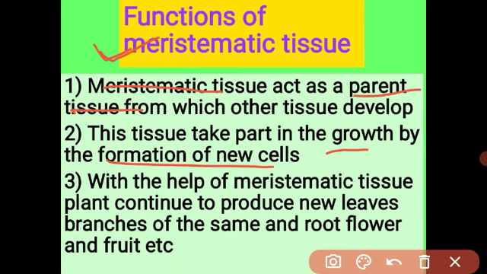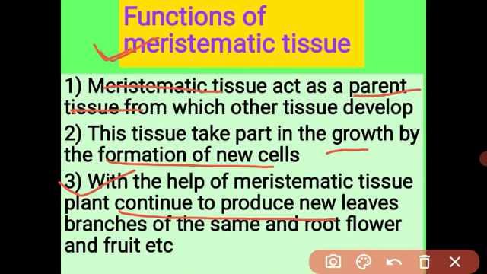Got it? And with the help of meristematic tissue, the plant continuously produces new leaves, branches, fruits and flowers. Why? Because it is the dividing tissue. Due to this tissue, the plants produce new leaves, new fruits and new flowers every year. Understood? What is meant by meristematic tissue?